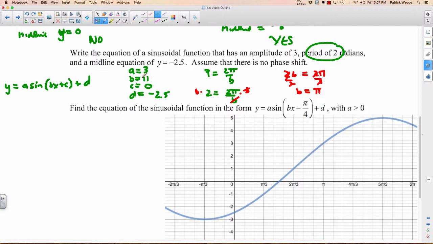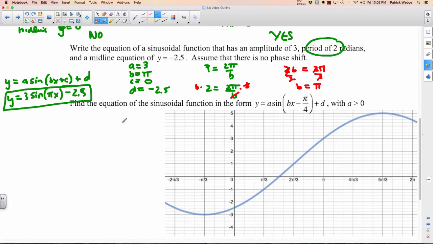B equals pi. So now I have no room to write the answer. I guess I'll write it here. Y equals A, and we know A is 3, sine(bx), where B is pi, so pi x, plus C, well it's plus 0, we don't need to put that, plus -2.5 or just -2.5. That's the answer.